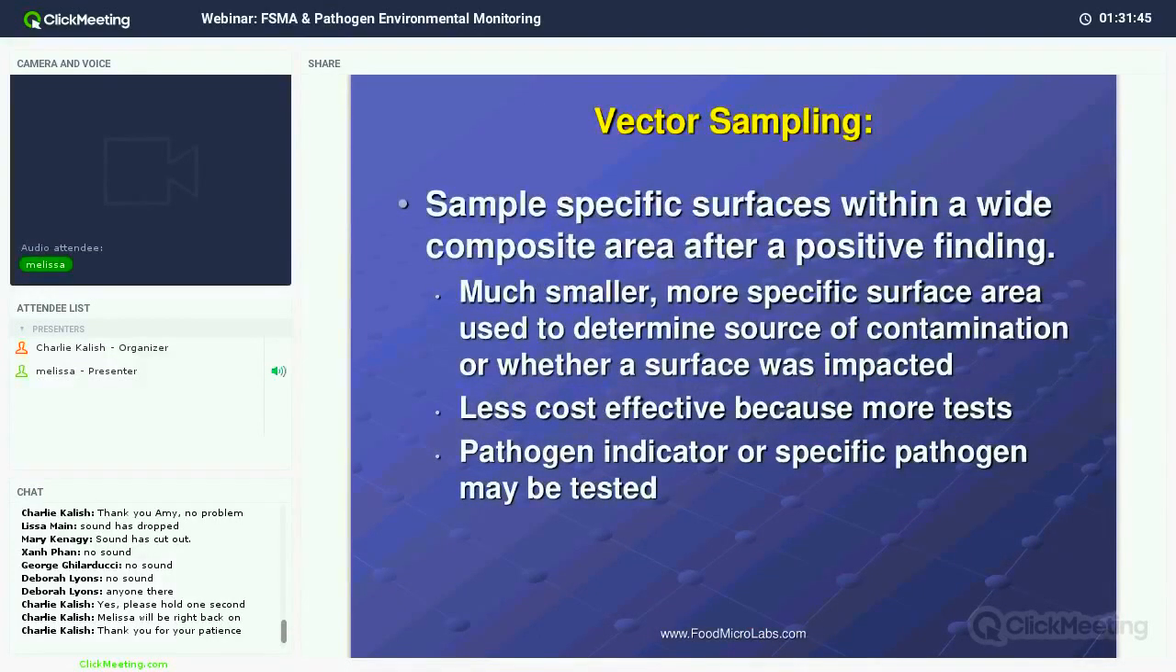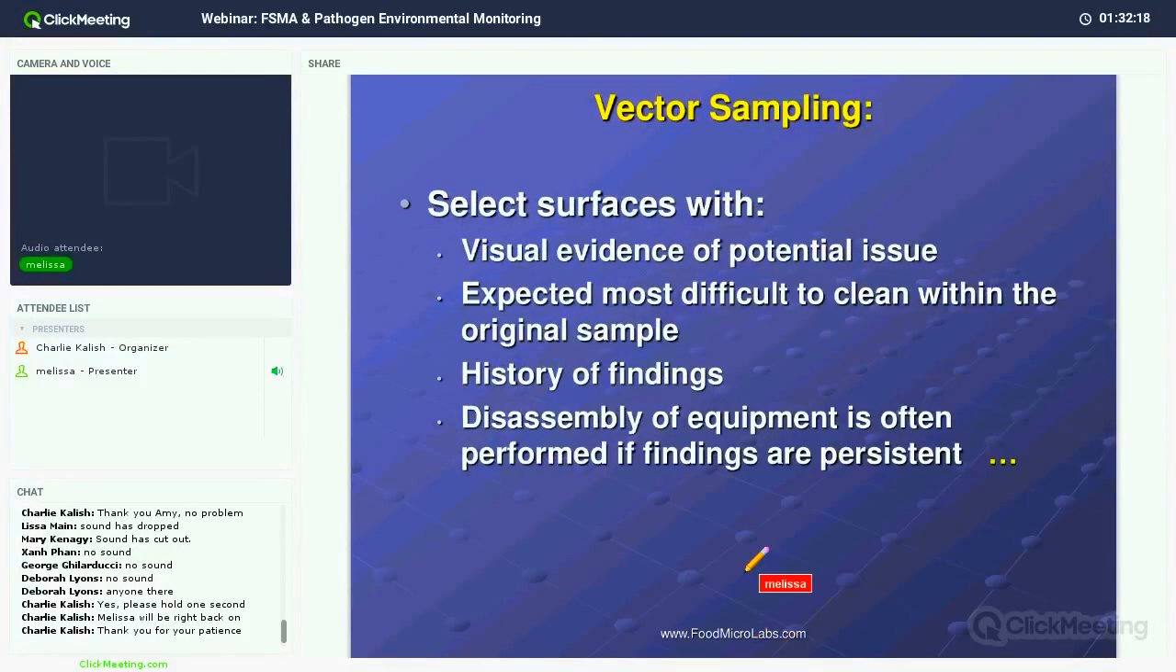So in vector sampling, specific surface areas within the wide composite area are collected after a wide composite, wide surface area finding. So we do fewer samples but bigger, wider surface areas, and we reserve our vector sampling for circumstances when we've had a wide, inclusive composite sample come up non-conforming. And that way, resources get better utilized.